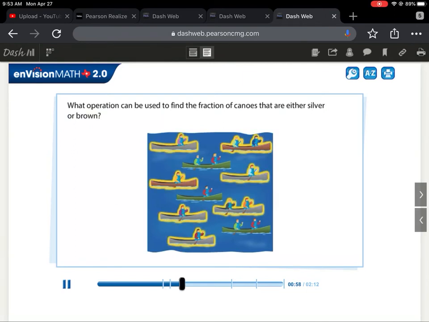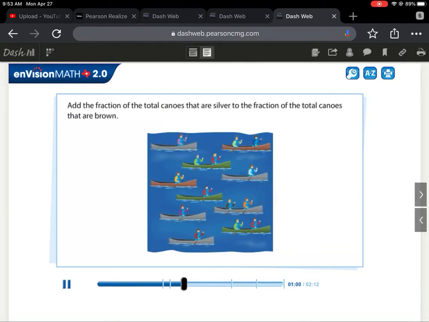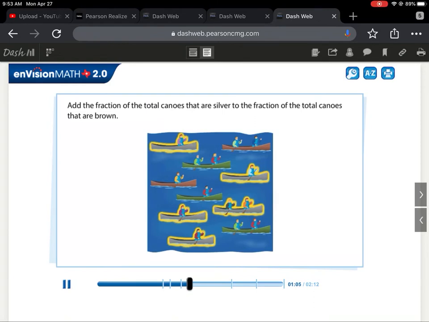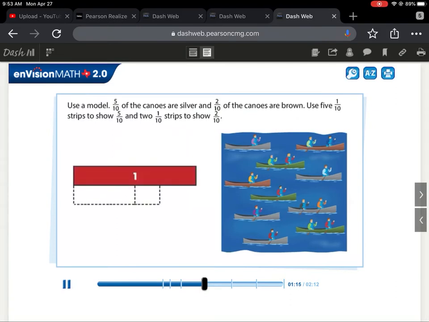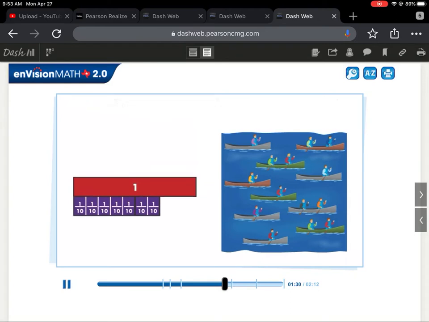Add the fraction of the total canoes that are silver to the fraction of the total canoes that are brown. A model can be used to add 2 or more fractions. 5/10 of the canoes are silver, and 2/10 of the canoes are brown. Use fraction strips to show 5/10, and 2 strips to show 2/10.